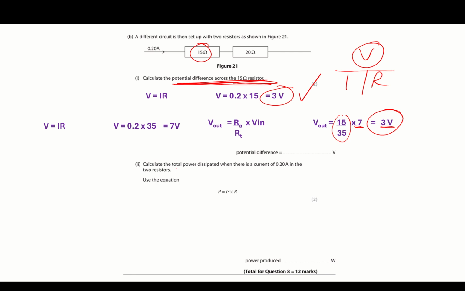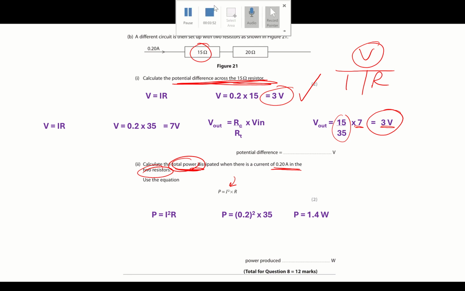Okay, next one, calculate the total power dissipated when there's a current of 0.2 amps. No problem, no unit change there, and we've got to use P equals I squared R, and it's that usual thing of students just forget to square the current. So 0.2 squared times 35, because that's the total resistance, because we want the total power of the 2 resistors, and we get the power equals 1.4, and that is that question done.